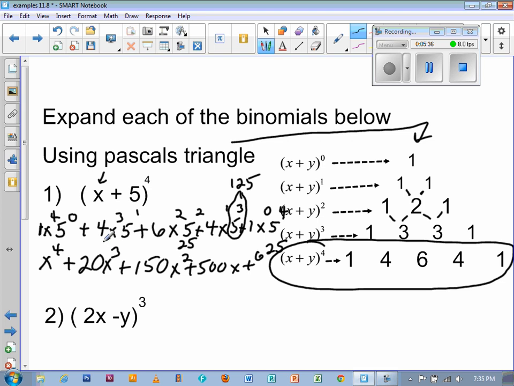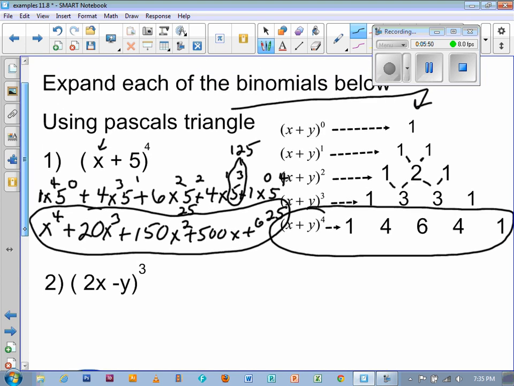Running out of room here, so I apologize for squeezing this in here. But that would be your final answer if you expanded x plus 5 to the fourth power. Now, what I want you to try and do is expand number 2 using Pascal's triangle. It was a little bit easier on you because we're only doing the third power, so I'm going to erase this. So I'll make sure you copy all that down, and let's erase this.